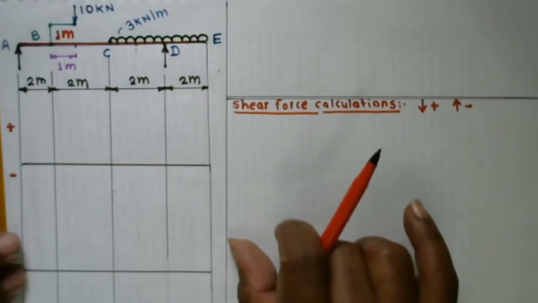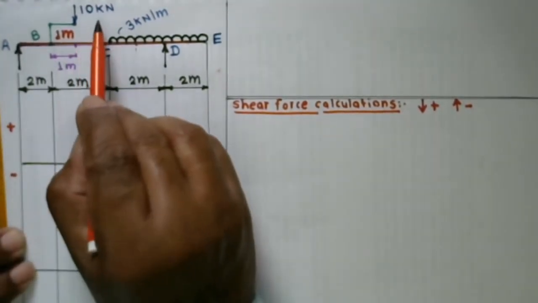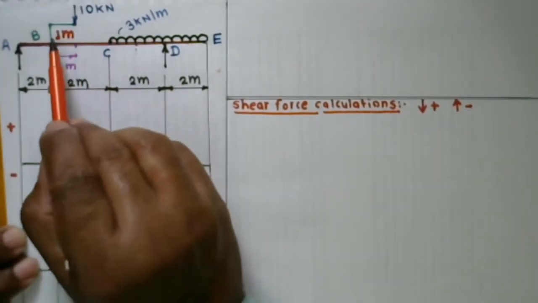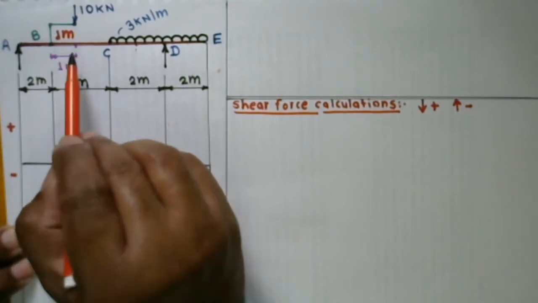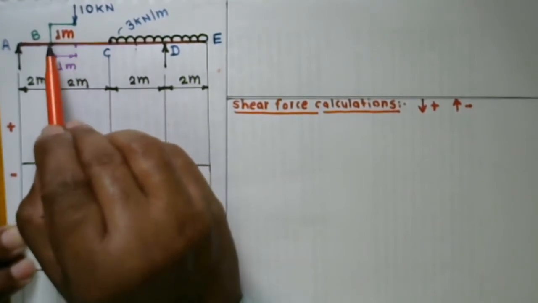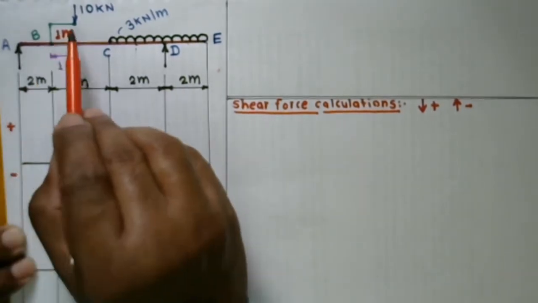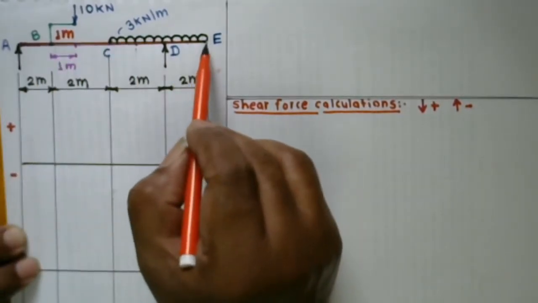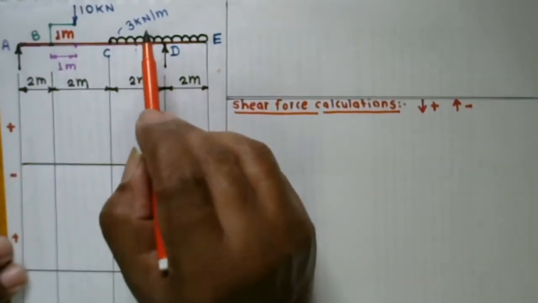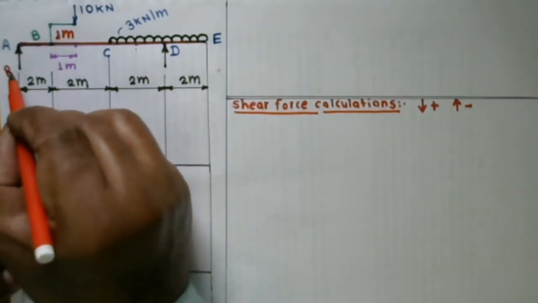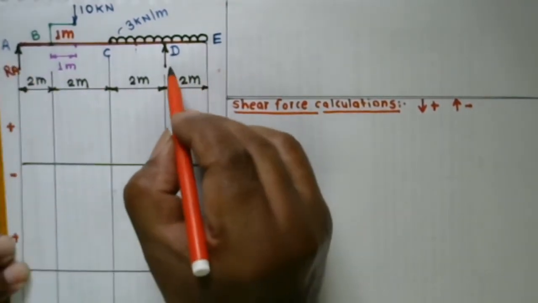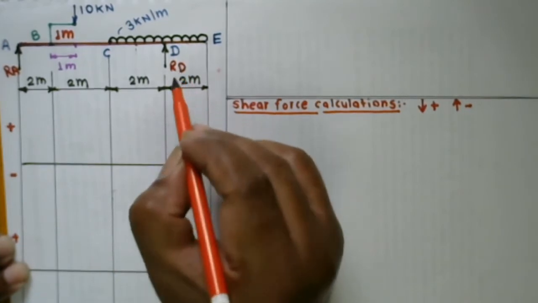In this numerical, a 10 kilonewton force is acting offset from point B, at a distance of 1 meter horizontally and 1 meter vertically on this bracket, and a uniformly distributed load of 3 kilonewton per meter is acting. RA is the reaction at point A and RD is the reaction at point D.